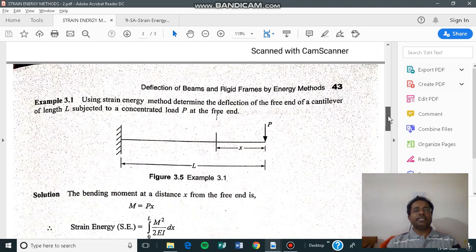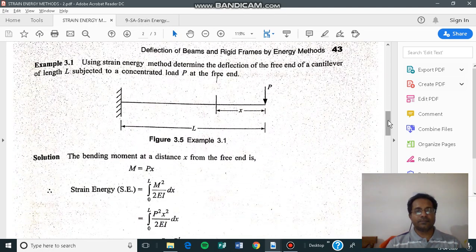Okay, now let us take an example of a cantilever beam having a point load at the free end to get its deflection. As you understand the expression already, now let us calculate two terms. One is the external work done due to load P, and the other is the strain energy due to this loading system. We know the strain energy expression is the integral of M squared dx by 2EI over the length 0 to L.